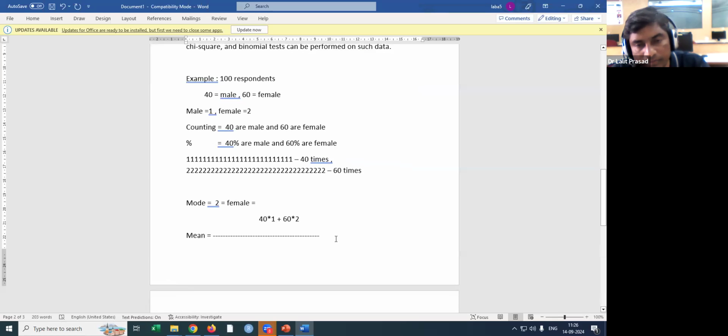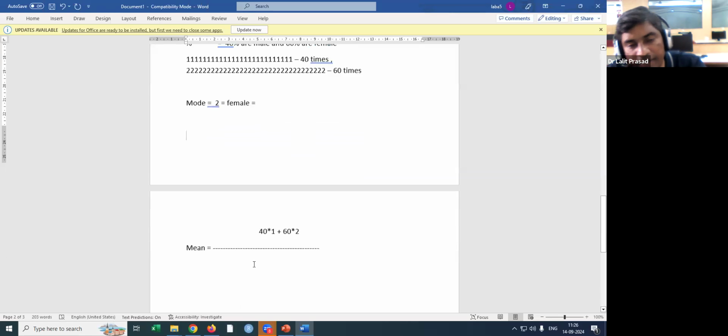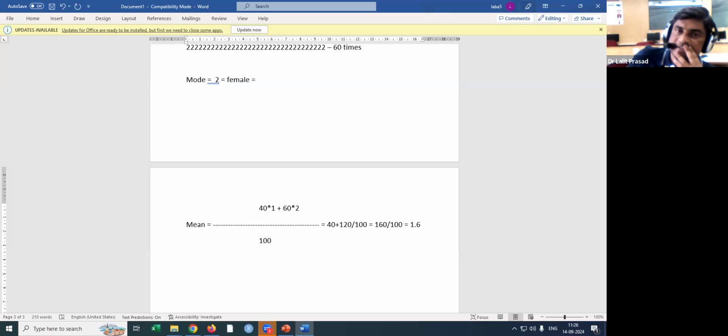What will be the value? Can you tell me what will be the value? Divided by 100, the number of observations: 40 male and 60 female. So what will be the value? It is equal to 40 plus 120, divided by 100. That is equal to 160 divided by 100. That is equal to 1.6.